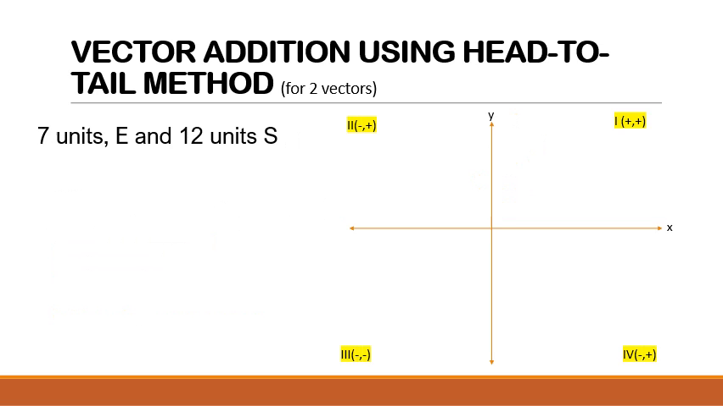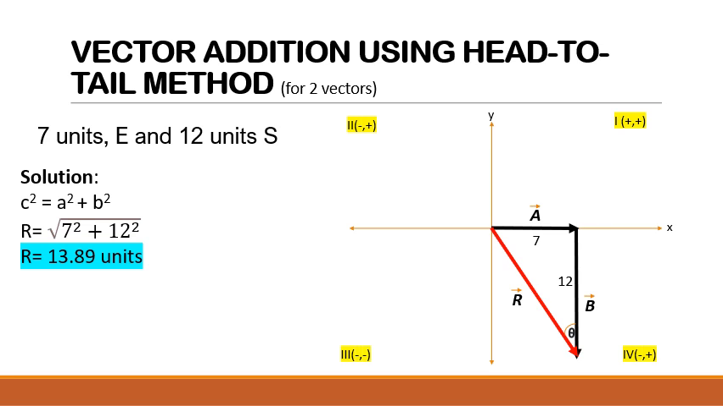Now for our last example, you have here 7 units east and 12 units south. So let's represent that with an arrow as our first vector, and the second vector is 12 units south, represented by vector B. To represent our resultant vector, you will notice here a red arrow pointing to the arrowhead of the last vector. Using the Pythagorean theorem, you will just get the sum of the squares of the sides, 7 squared and 12 squared, get a square root, and you will have this result, 13.89 units.